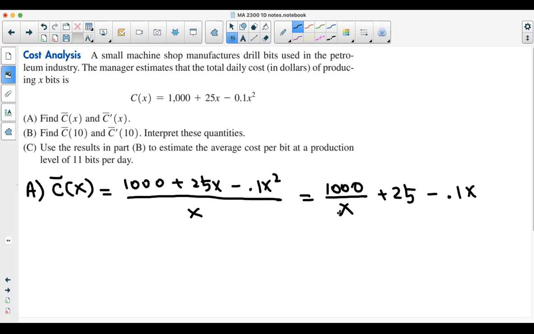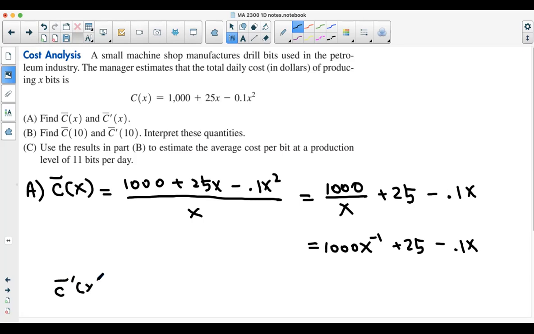And here, since I have a fraction, I can rewrite this one as 1000 x to the negative 1 power, plus 25 minus 0.1x. So in this way, I get to have my average cost function simplified in a way that it will be easier for me to find the derivative. Now, let's find the derivative here.